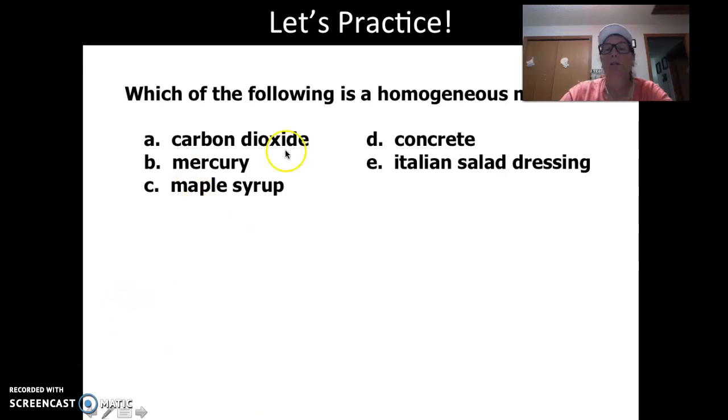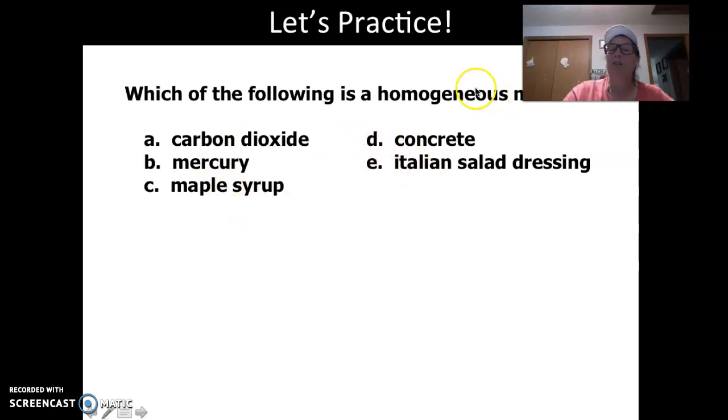Which of the following is a homogeneous mixture? Now remember, homogeneous can be a solution, or it can be a pure substance, which is an element or a compound. So you've got those options. Heterogeneous is just a mixture. Well, it's got to be a mixture. Carbon dioxide isn't going to work because that's a compound. Mercury is an element. So these are pure substances. They don't work. So I've got maple syrup, concrete, or Italian salad dressing.